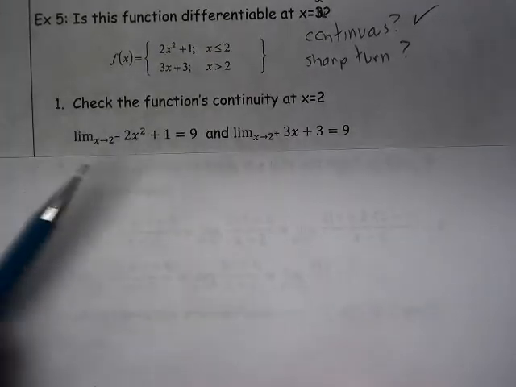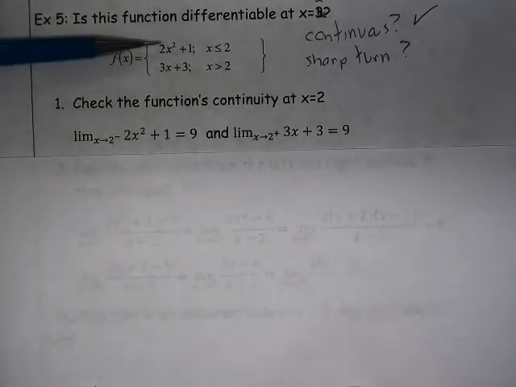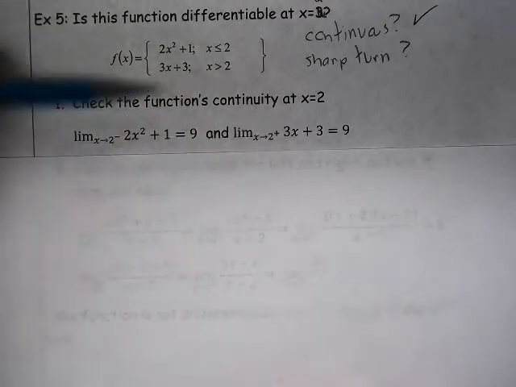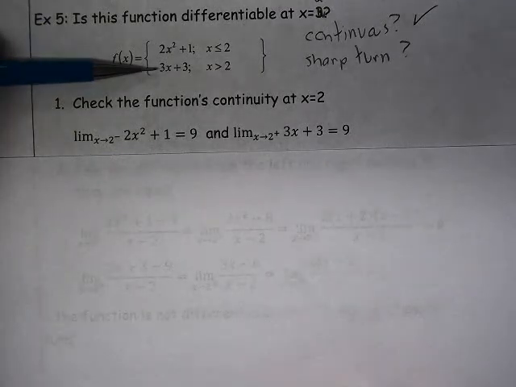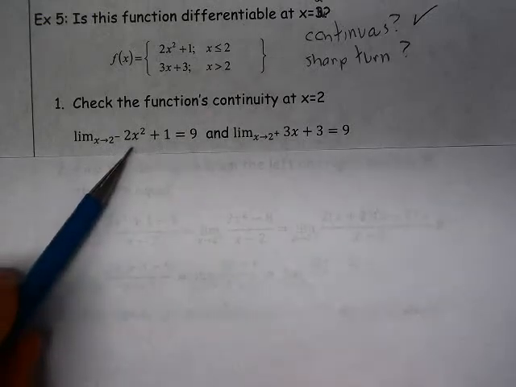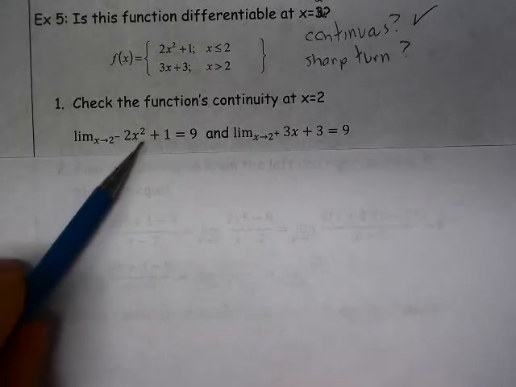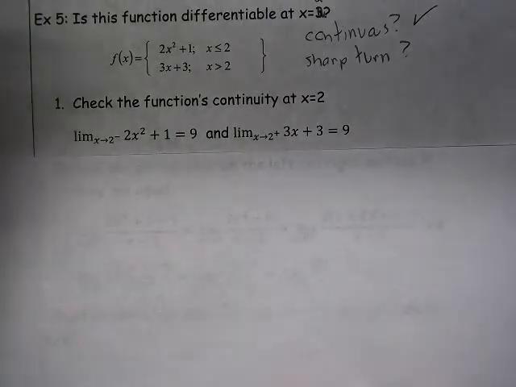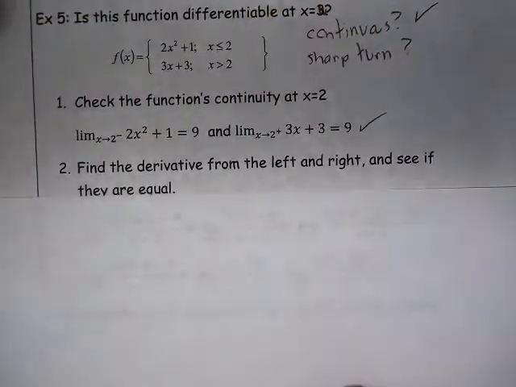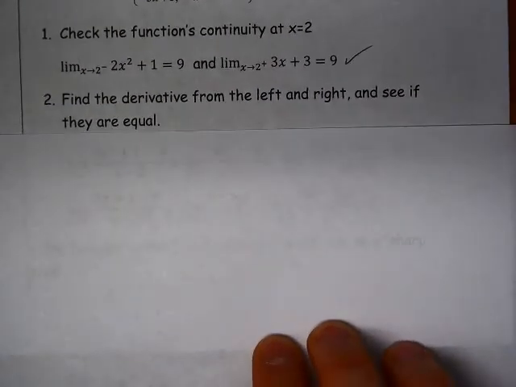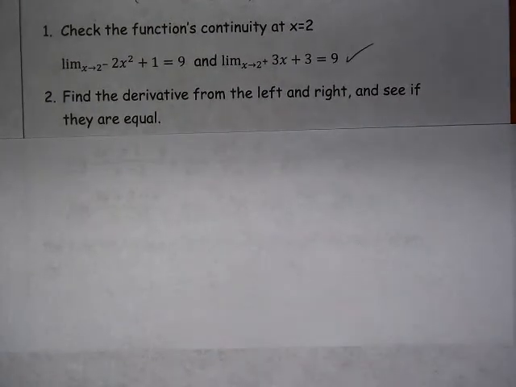We're going to say, what is the limit as we approach 2 from the negative side using this function, and what is the limit as we approach 2 from the positive side using 3x plus 3. And both of these limits we're going to solve just by a simple substitution. So we get 2 times 2 squared plus 1 is 9, and 3 times 2 plus 3 is 9. So yes, this function is continuous.